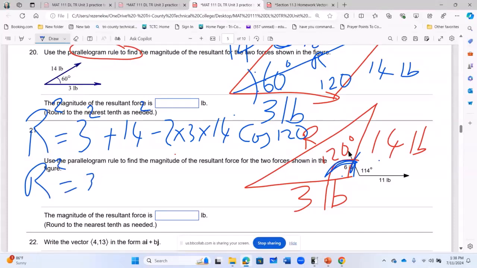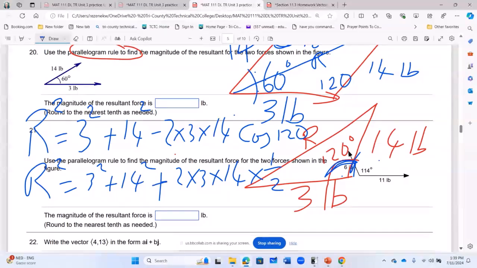So this is 3 squared plus 14 squared minus 2 times 3 times 14 times cosine of 60, which is 1/2. One thing we need to remember is that the sign here is negative. So this sign changes. You got to be careful because that sign is negative. Negative is positive. So these two will cancel. And so let's find the side that is the resultant force.